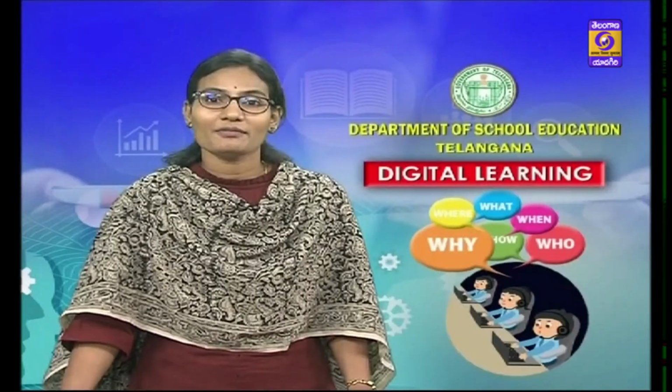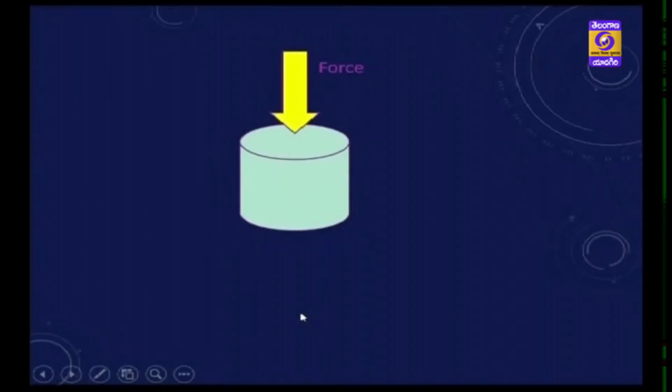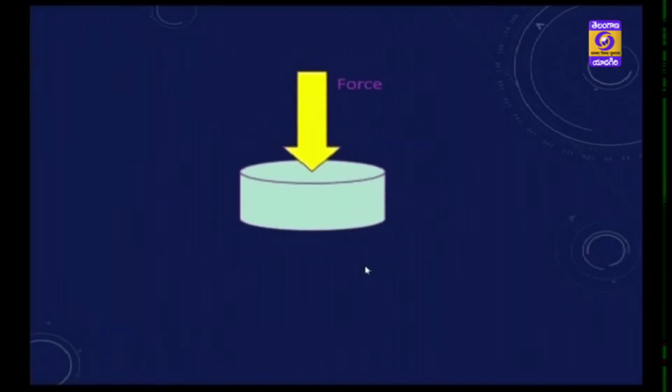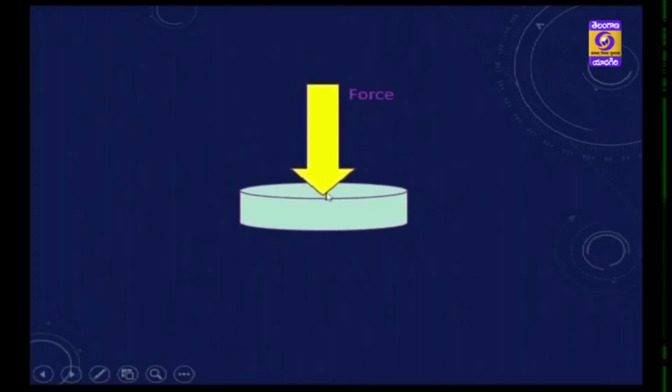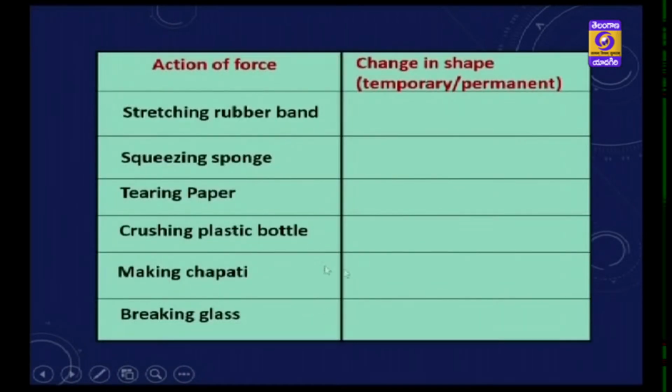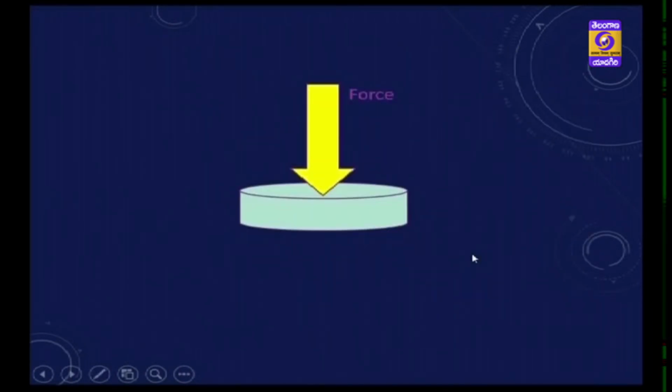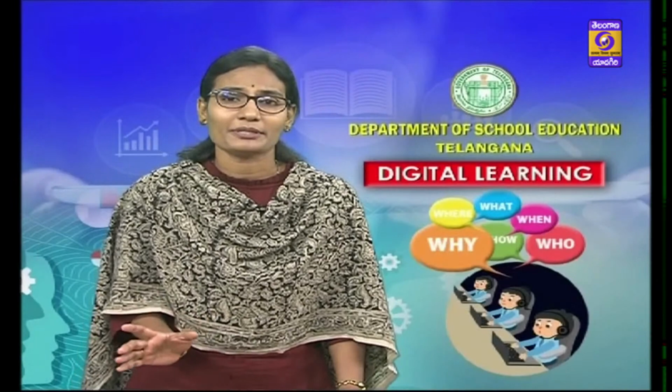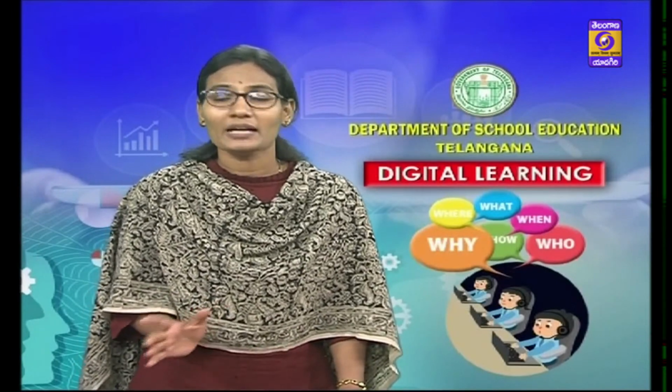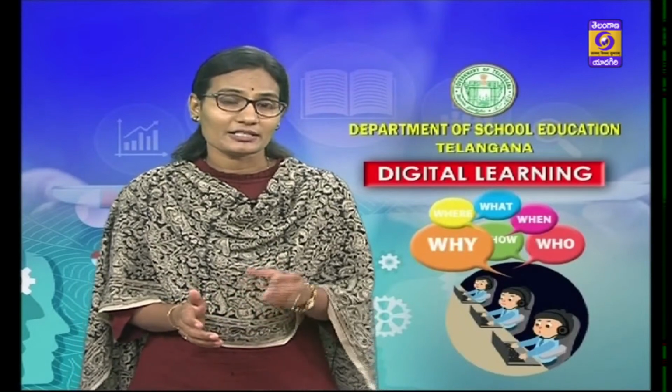Observe this picture, children. When the force is applied on this cylinder, it changes its dimensions in the way that the radius is increased and the length is decreased. Means by the application of force, not only the state of motion of an object changes, but also the shape and dimensions. These changes may be permanent or temporary. So you have to observe whether the change is temporary or permanent.